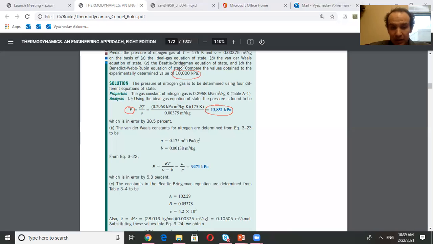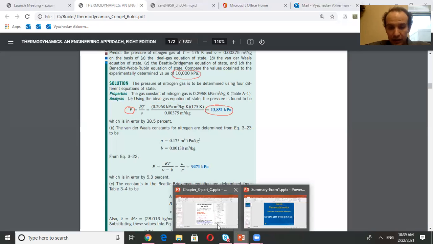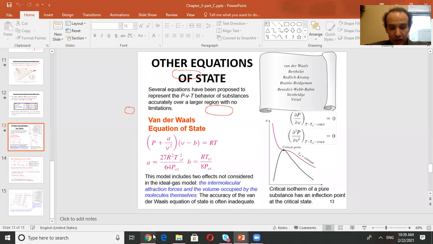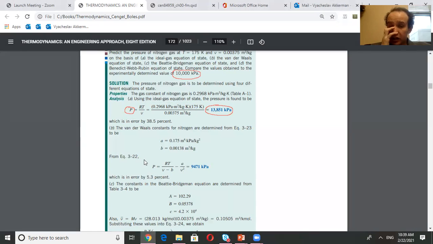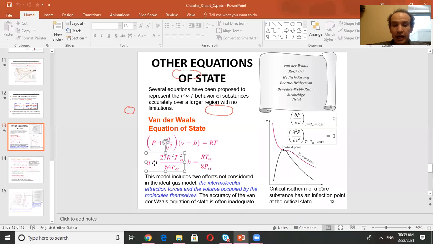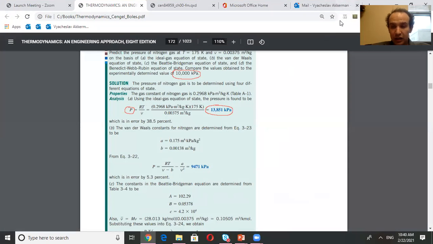Now, what happens if you use van der Waals equation? I recall van der Waals equation, right? Here is van der Waals equation. For van der Waals equation, I have this formula for my A and for my B. If I calculate it for nitrogen, I will get exactly this: this will be my constant A, and this will be my constant B, its dimension is like specific volume. So if I calculate pressure, here will be my pressure for van der Waals equation. It's different, and it's a big reduction. You see why? Because I reduce it first.